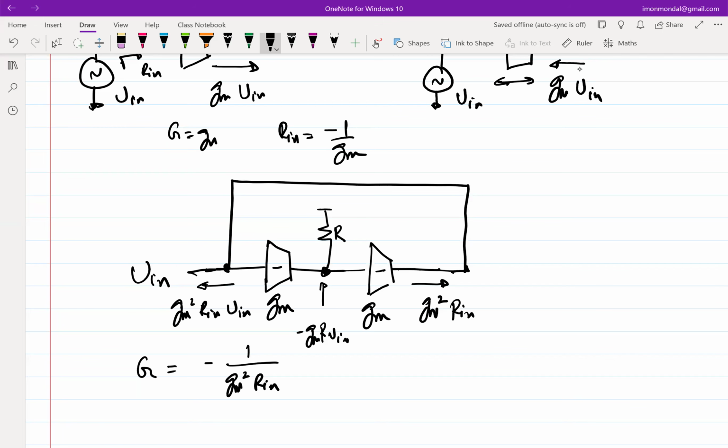Come again. G should be equal to minus GM square. Right. Yeah. So this is R, right? Correct. Yes. Thank you.